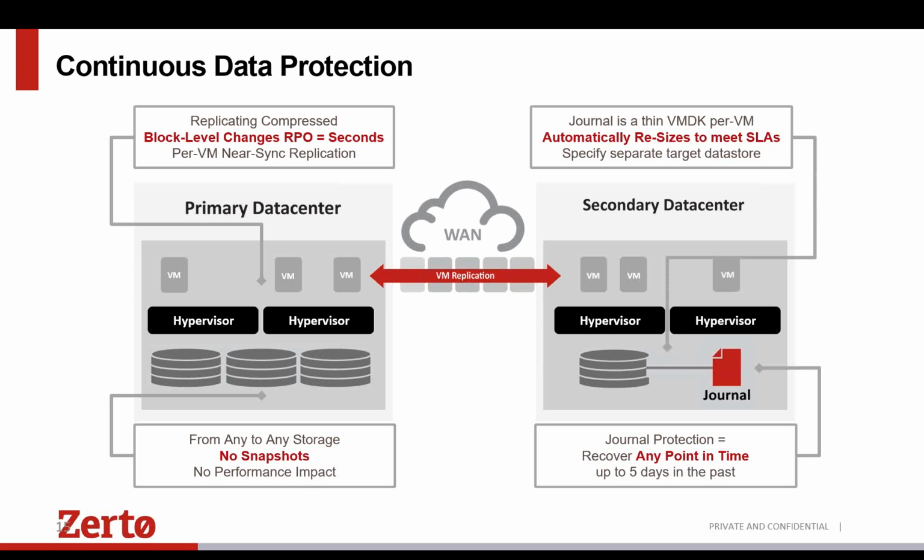But the important thing is that it automatically resizes to reclaim space back, because if 100 gigabytes changes week 1 and only 1 gigabyte changes week 2, then you don't want all of that wasted space sat in your recovery site, and Zerto reclaims it back because the journal is just a thin VMDK on a per VM basis, where you can even specify a separate target data store on which to store the journals. They don't have to be in the same data store that the replica virtual machines are on.